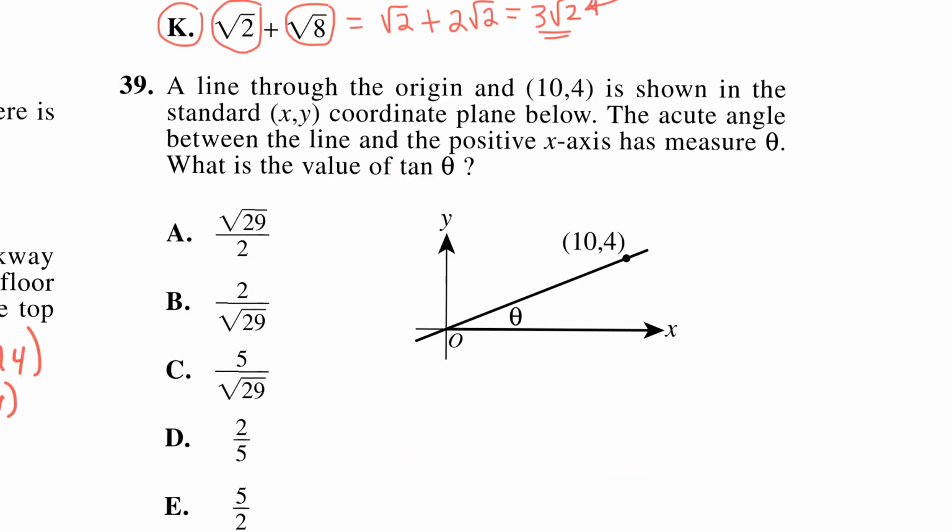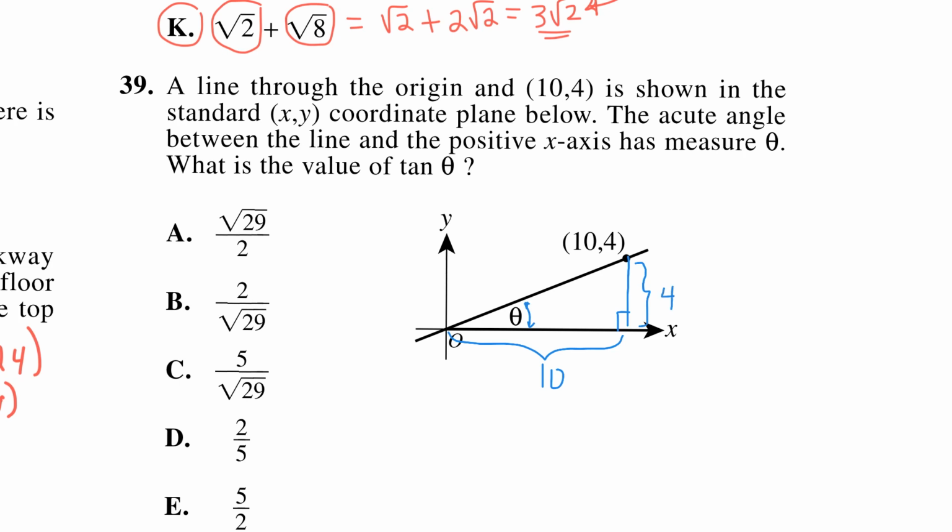Okay, problem number 39. A line through the origin and the point (10, 4) is shown in the standard coordinate plane below, and the acute angle between the line and the positive x-axis measures theta right here. And so we want to know what is the value of the tangent of theta. And so what I'm going to do is make a little right triangle here. This distance here is 10 units, 10 units to the right. And this distance here is 4 units, 4 units up.